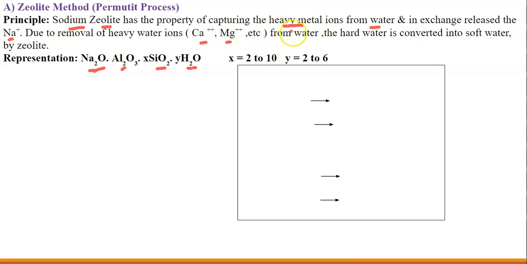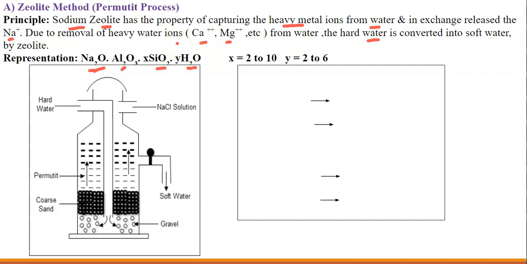The overall result of this process is that hard water is converted into soft water, because we know that water is hard due to the presence of salts of heavy metal ions like calcium and magnesium. If we replace these heavy metal ions with a light metal ion like sodium, then the hard water will get converted into soft water. So this is the principle of the zeolite method.